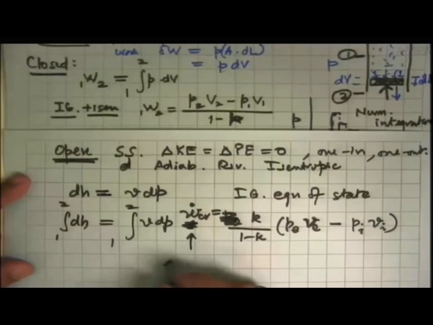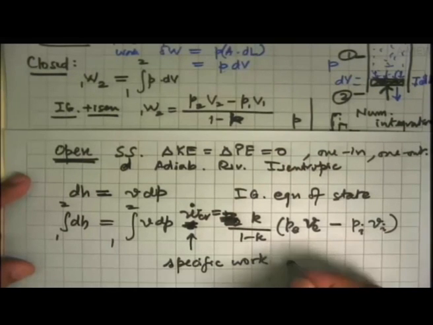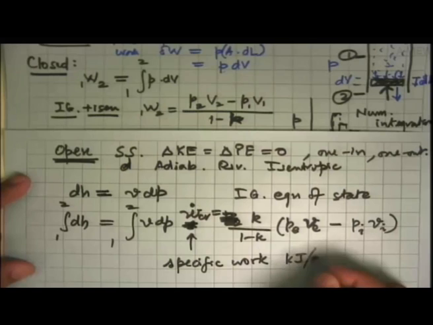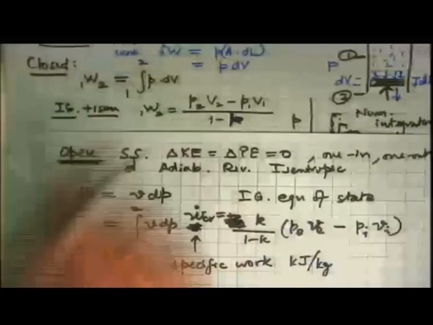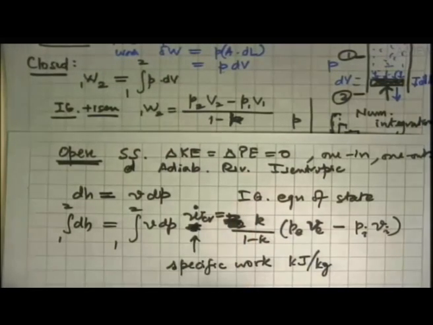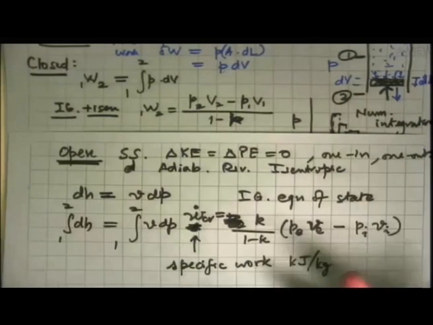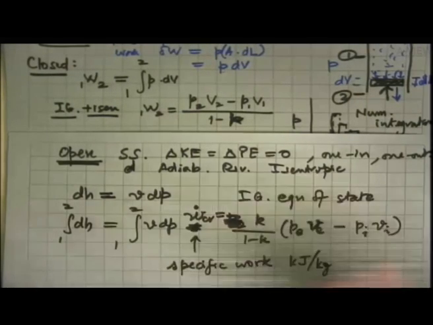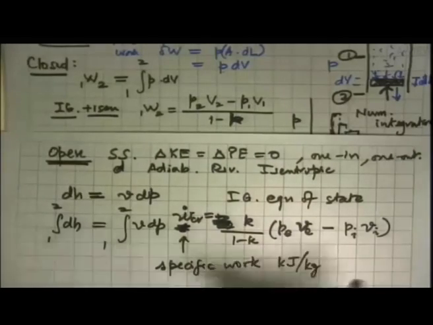That is specific work, in kilojoules per kg of the working substance. So this is the actual work W, this is specific work, and it tells us that if you want double the work, you can double the mass flow rate, and your work doubles. You want triple it, triple the mass flow rate, work triples. And that's how we actually scale up and design a machine.